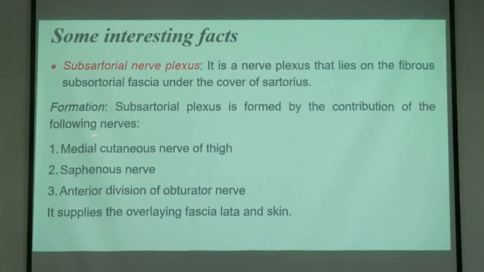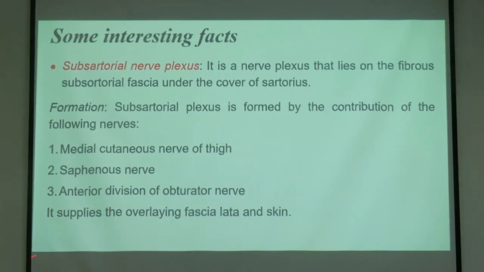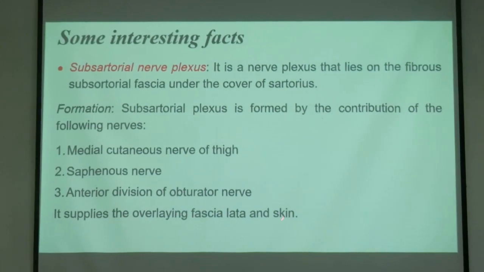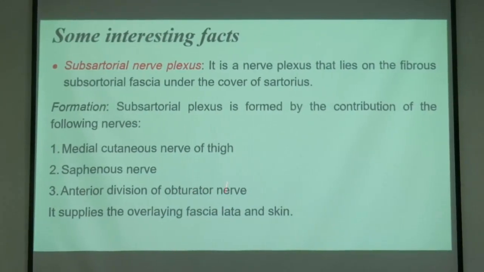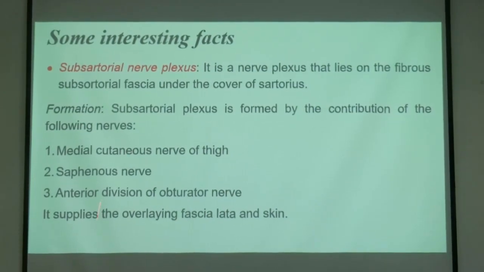It is formed by contribution from these nerves: medial cutaneous nerve of the thigh, saphenous nerve, anterior division of obturator nerve, and it supplies the overlying fascia lata and skin. Okay, so these are the nerves forming the subsartorial plexus of nerve.